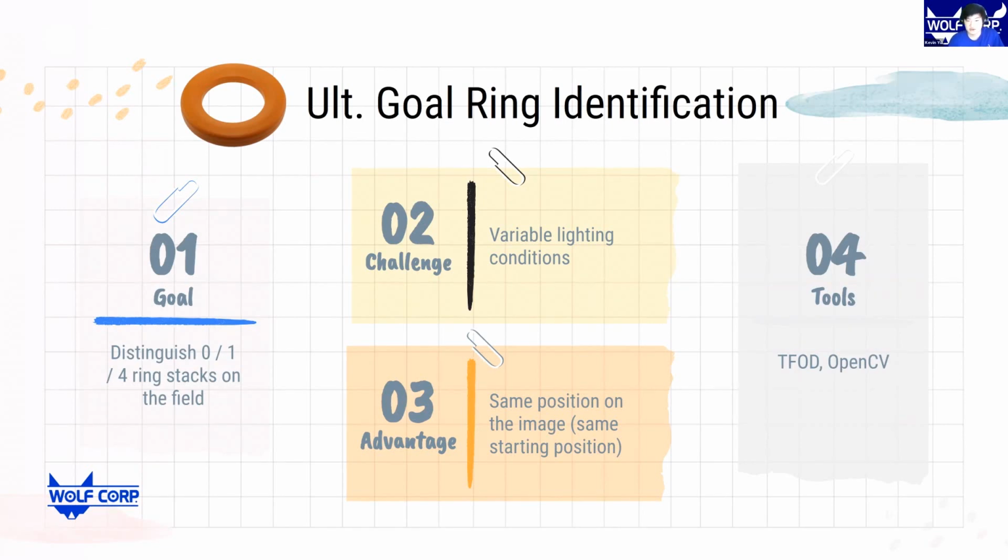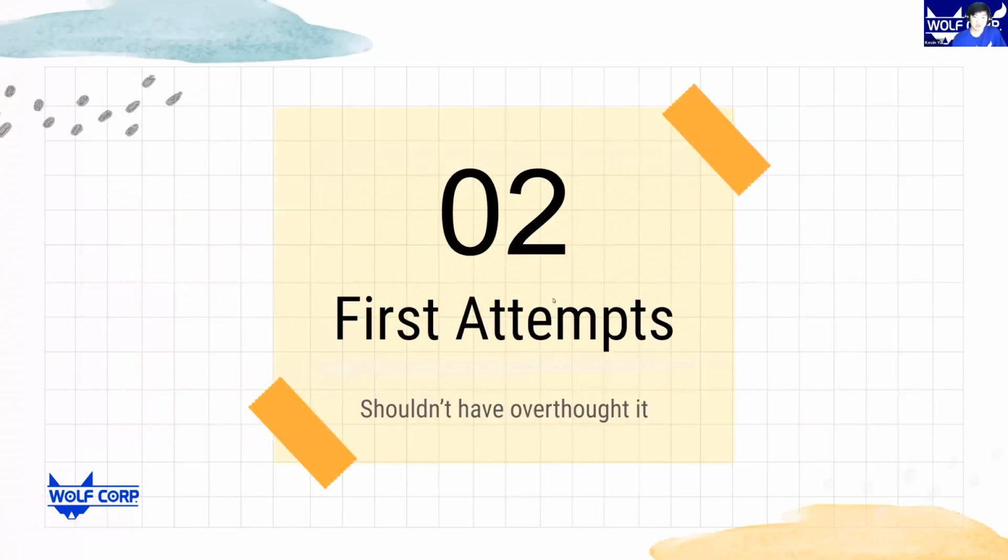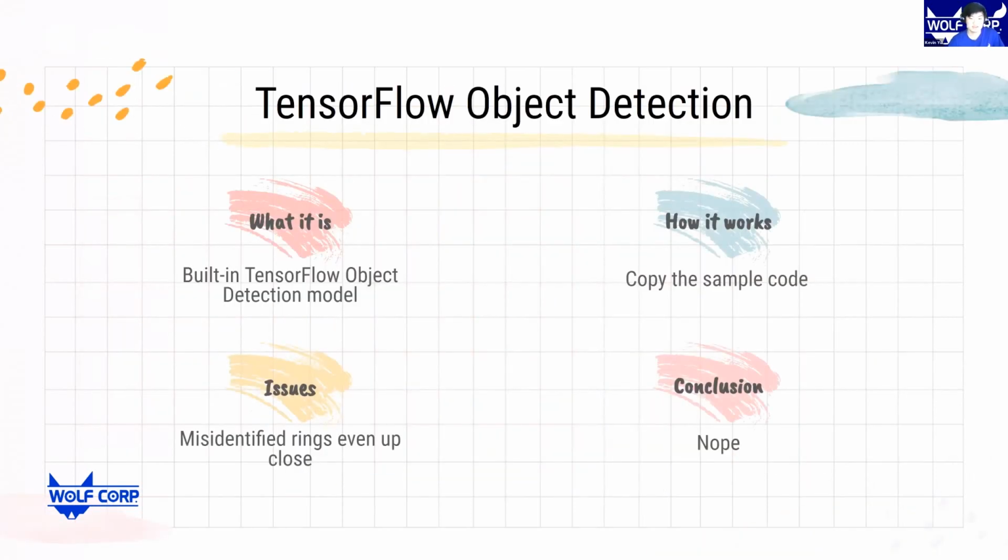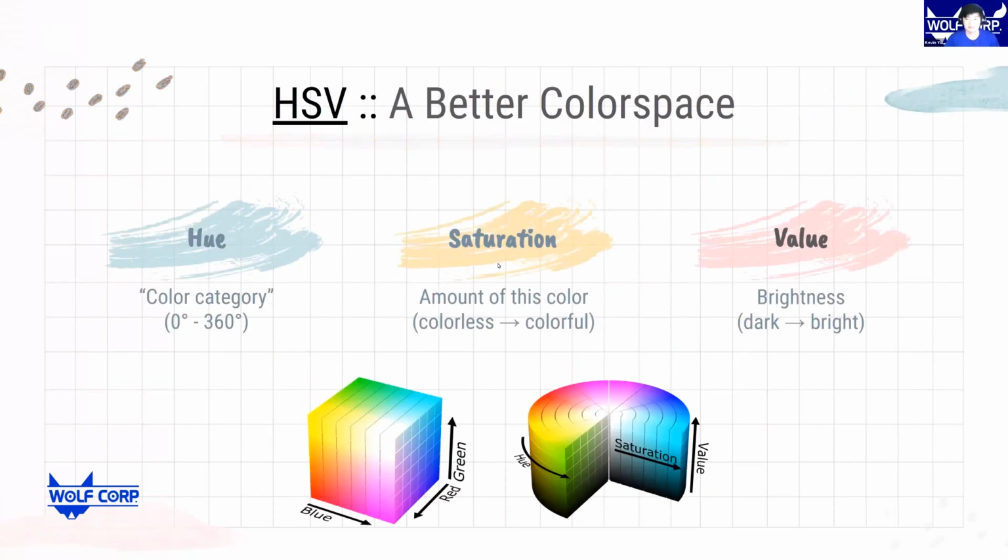The final thing we'll need to consider is all of the tools available to us. We have easy access to TensorFlow since it's given to us as a sample code, and we can also use OpenCV if TensorFlow doesn't work. Initially, we tried the TensorFlow Object Detection Model, or TFOD. The benefit of the TensorFlow model is that it is very accessible. You can simply copy and paste the sample code into your program. However, the drawback was that for us, it consistently misidentified the ring count, even up close, and we concluded that it was basically unusable.